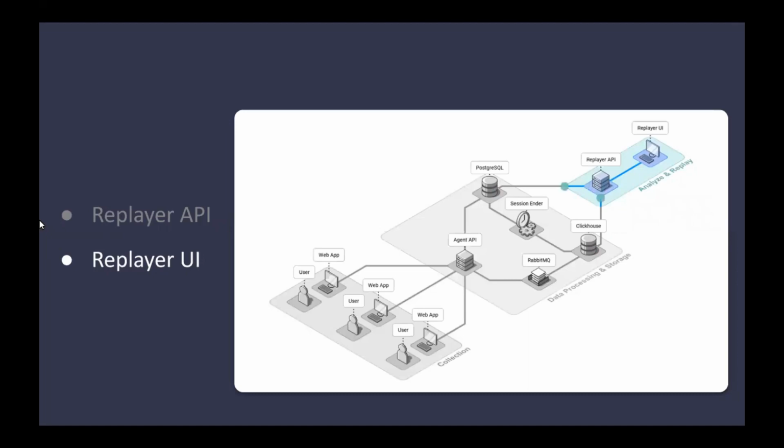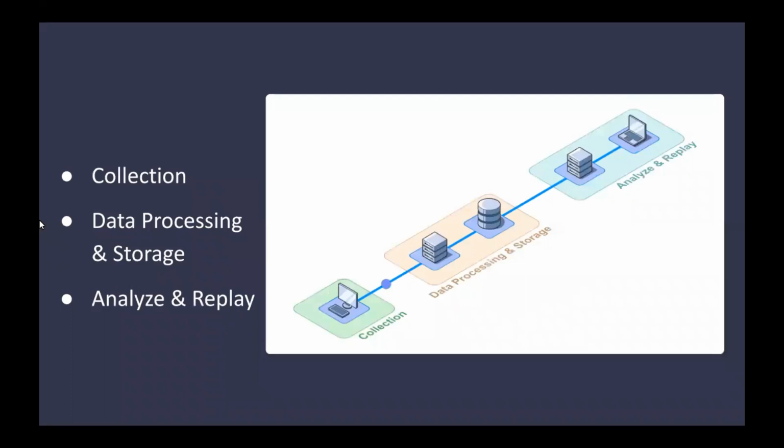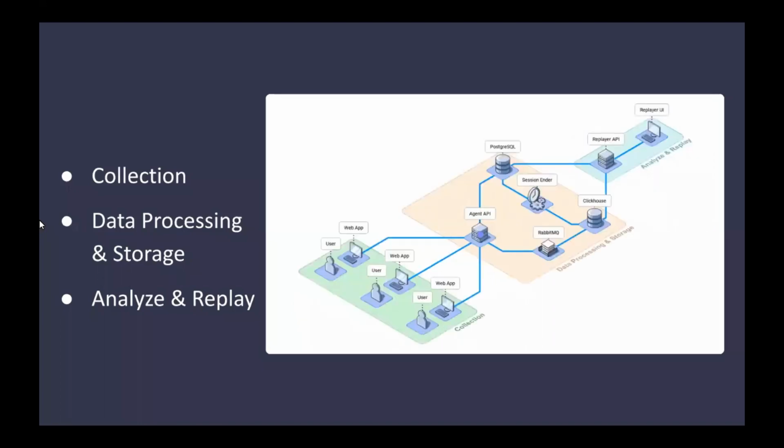The second component is the replayer user interface, which is built with React, and it enables Bard users to easily filter through sessions, replay sessions, define and view conversion funnels. So now that we've looked at each component of Bard's architecture, let's put it back together. We started with three primary groups of responsibility: collection, data processing and storage, and analyze and replay. And we discussed each component of that system and how it comes together to create Bard. So next, Anthony is going to talk about the design decisions we made while building Bard.